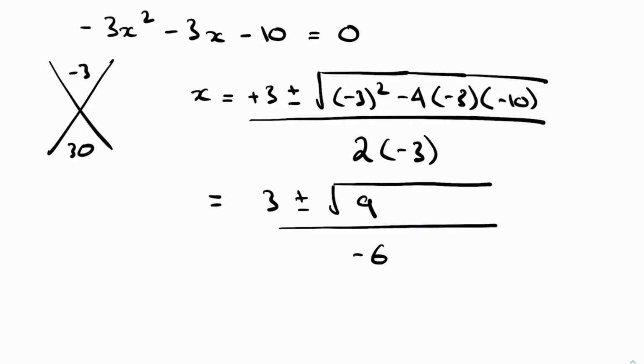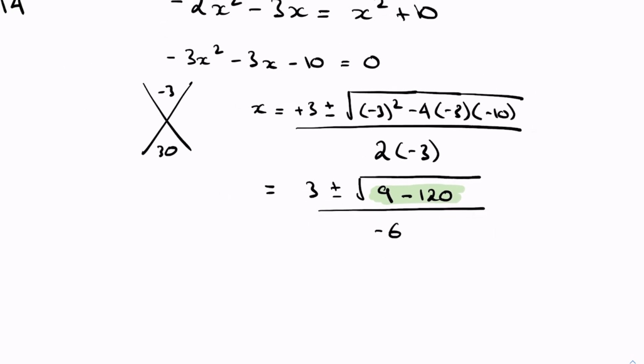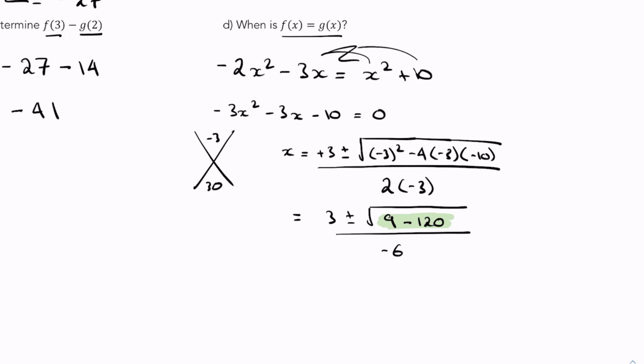Okay, so I'm going to stop here pretty much, because I think maybe you can see why there's no point in going on. Negative 10 times negative 3 is negative 30. Negative 30 times 4 is going to give me negative 120, and my discriminant is going to be less than 0, which means no roots. That means no intersection. So without even finishing this question, because this is less than 0 under here, no roots. And that means no intersection.